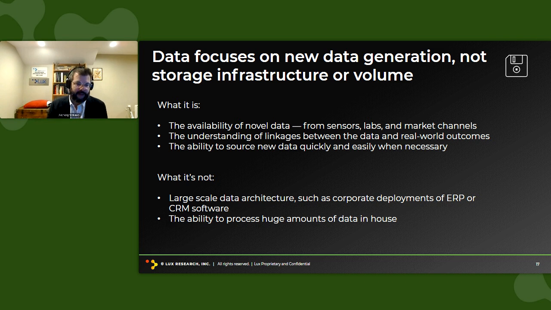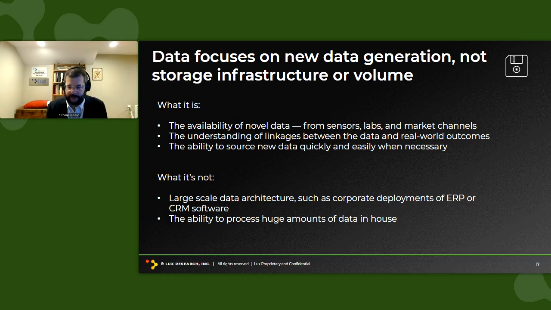Third, we have data, right? And with data, I'm really focused on data generation, not necessarily storage infrastructure or the amount of data you have. Now, obviously, there can be some data storage challenges, but I think the real key thing is, what is the availability of novel data? Is it coming from sensors? Is it coming from labs, R&D? Is it coming from market channels? Do you have a meaningful understanding of the data and some kind of real world outcome? Do you really understand what your data is telling you? And then can you source new data quickly and easily when necessary?